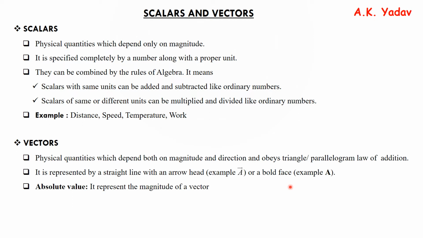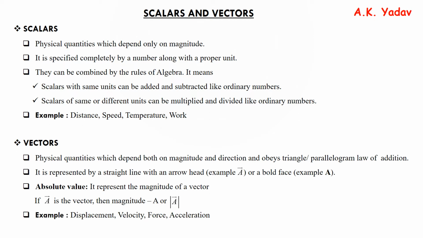Now, what do you mean by the absolute value? It represents the magnitude of a vector, that is the numeral value. For example, if A is a vector, the magnitude of vector A is either you just write A, or in mod you write A vector. The examples of vectors are displacement, velocity, force, acceleration. Now let us study some important terms related with vectors.